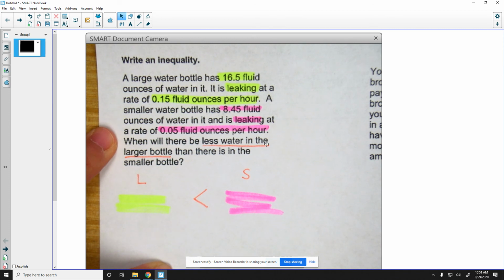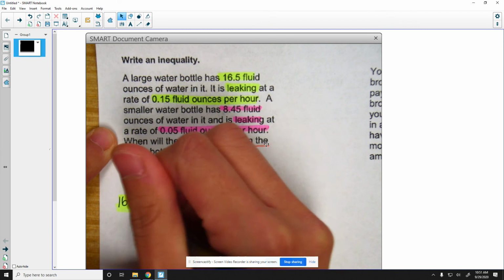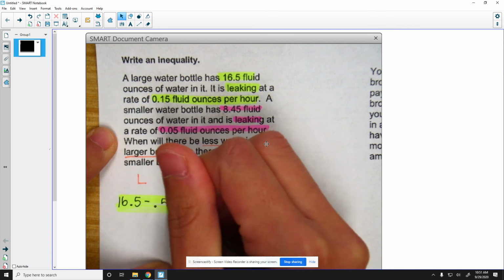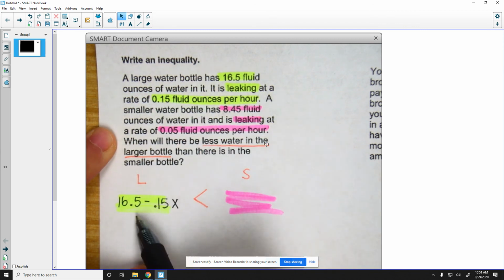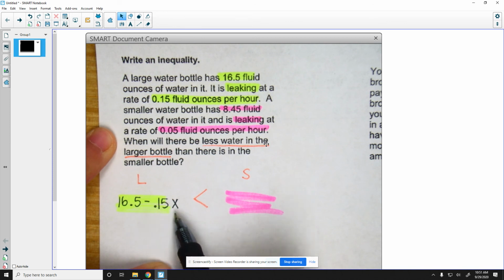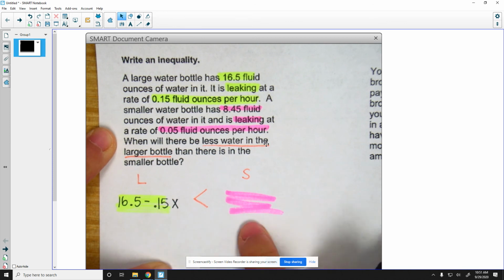Larson, what do you think? 16.5 minus 0.15x. Perfect. 16.5, that's what you have. Leaking. Leaking means you're losing, so you're minusing 0.15x. Good. Okay, let's do the smaller one. 8.45, leaking 0.05 per hour. Someone that has not spoken yet, do you think?